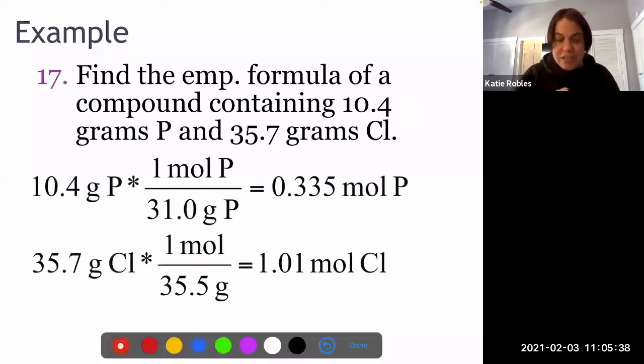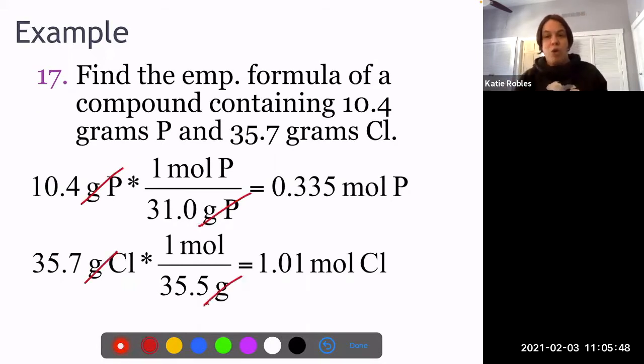So convert phosphorus to moles, convert chlorine to moles. I'm using the periodic table, right? Grams cancel, and I'm left with these 2 mole values. Now is when I'm looking at the ratio between the moles. The ratio between the grams means nothing to me. It's the ratio between the moles that's important. So you might be able to look at that and see the whole number ratio without going through the math. But I like to go through the math anyway, right? We've got 0.335. So this is where you divide by the lowest number.